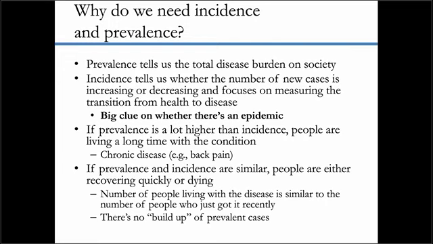So that means that people are not living for a long time with that particular disease. And the number of people living with the disease is similar to the number of people who just got it recently. So essentially, if people are either recovering quickly or dying, there's no buildup of prevalent cases, and so your prevalence is not going to increase over time.